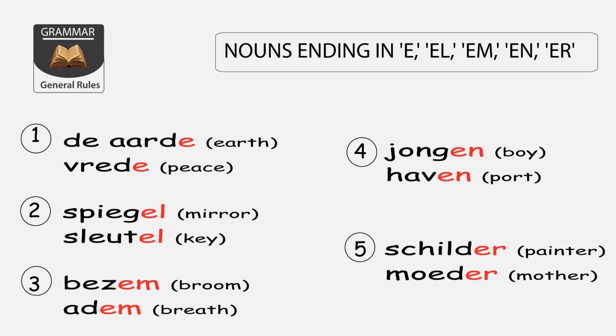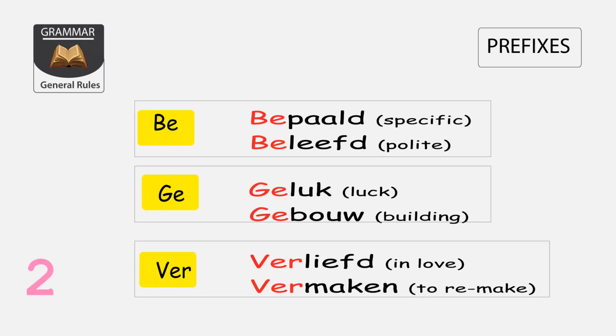De aarde, vrede, ending on an e. The second one, spiegel, sleutel, ending on el. Next one, bezem, adem, ending on em. Jongen, and haven, ending on en. Schilder and moeder, ending on er.